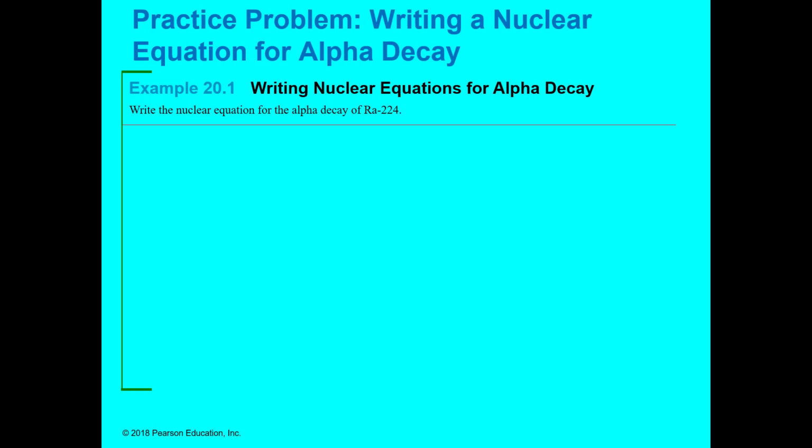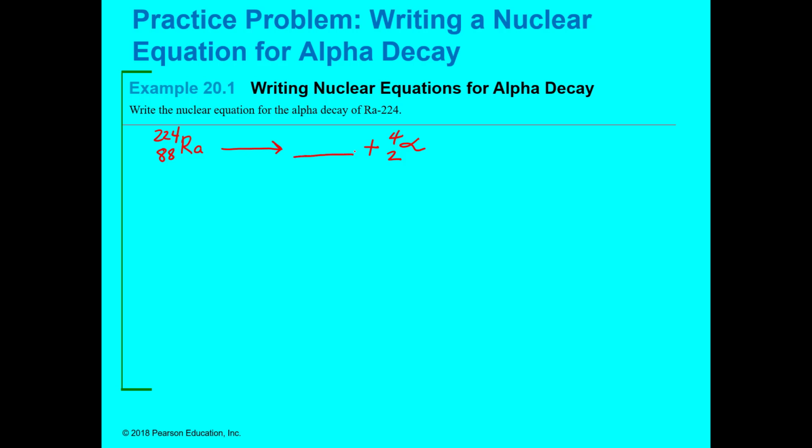Okay, so let's do one here. This says write the nuclear equation for the alpha decay of radium-224. So let's look at this. 224 means that's the mass number. If you look on the periodic table, you'll see that that is element number 88. So that's its number. And then it is going to decay, which means it's giving off an alpha particle, which is the same as a helium nucleus. So you could write helium if you wanted to. And then what is this going to be?